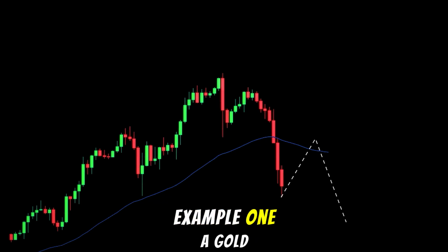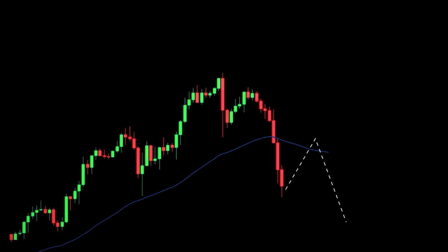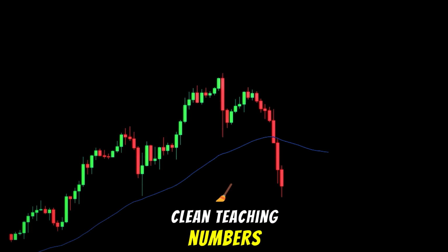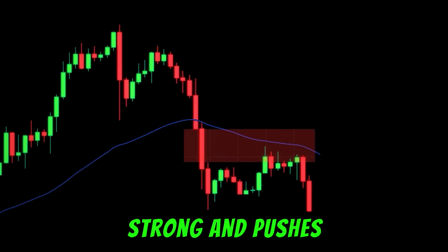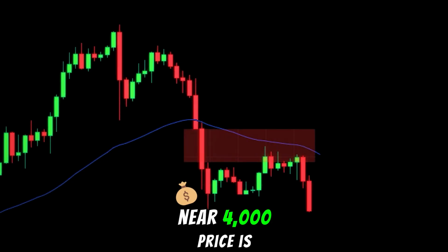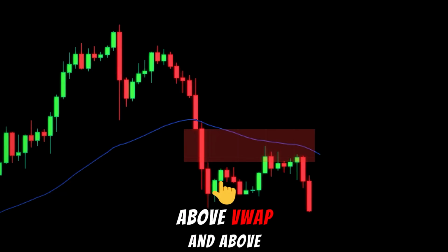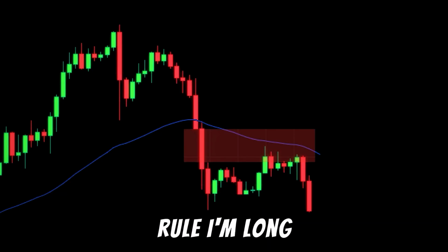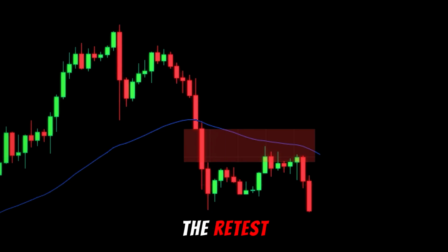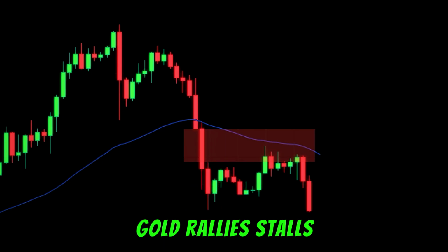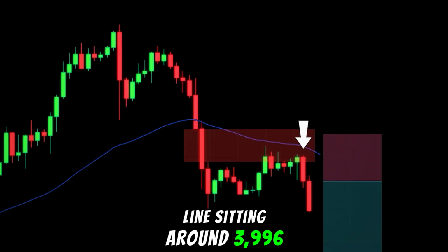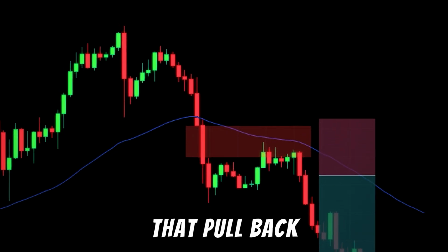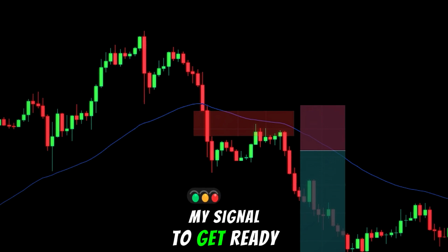Worked example 1: a gold VWAP retest. Let me walk one through with clean teaching numbers. Picture a London session where gold opens strong and pushes above the pre-session high near 4,000. Price is above VWAP and above that high, so by our rule, I'm long only, and I'm waiting for the retest, not chasing the first candle. Gold rallies, stalls, then drifts back down toward the yellow VWAP line, sitting around 3,996. That pullback into VWAP is my signal to get ready.